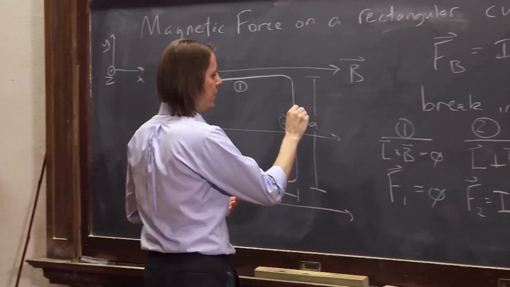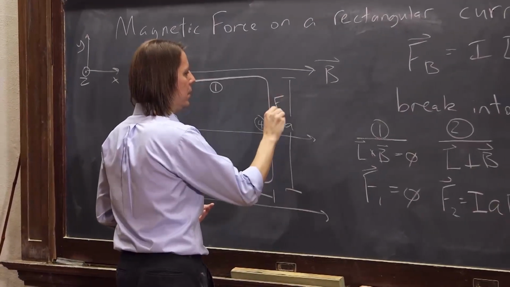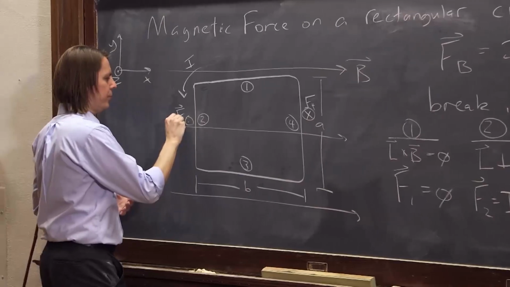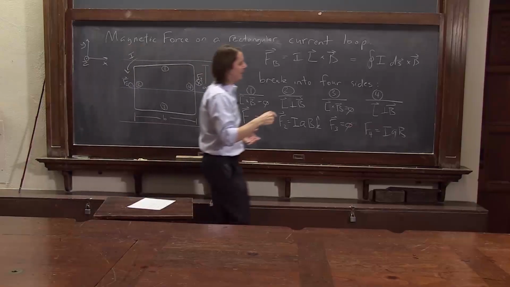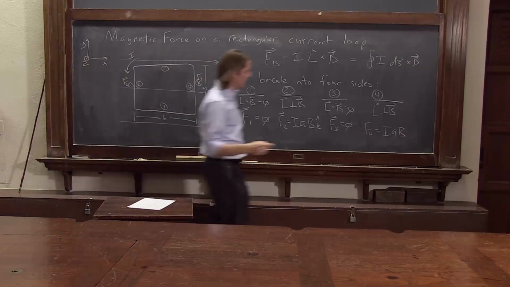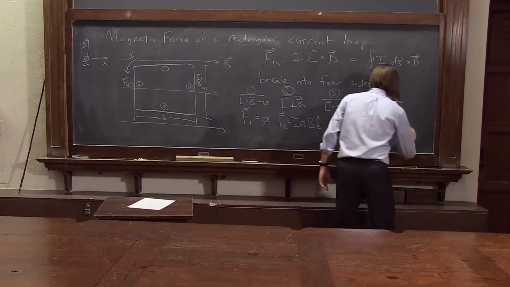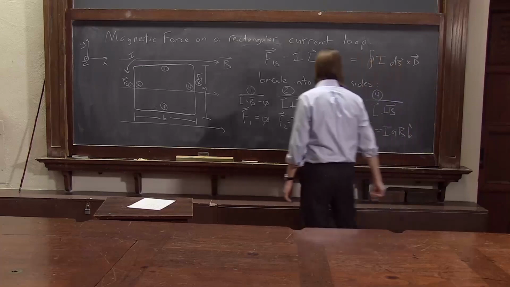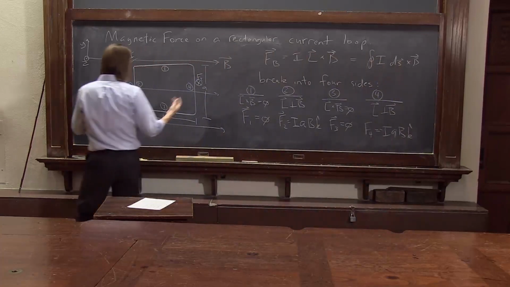Let's see. A cross B is in. So on this one, force 4, this was force 2, force 4 is in. Well, in means in the negative Z direction. So put a negative sign there, K hat. So there we have all of our forces.